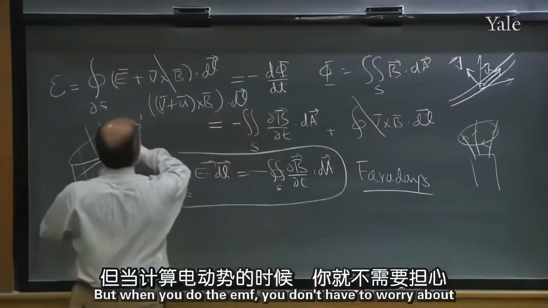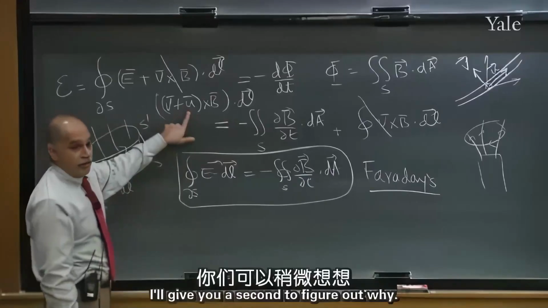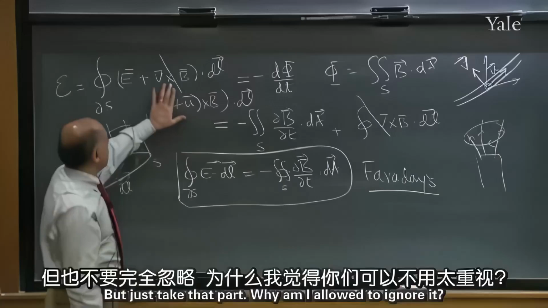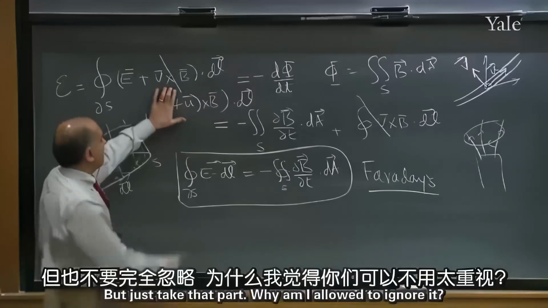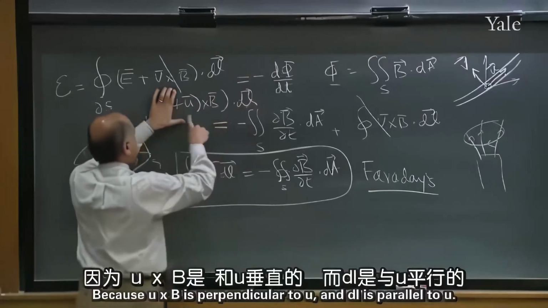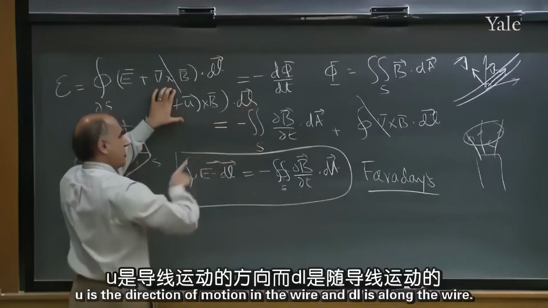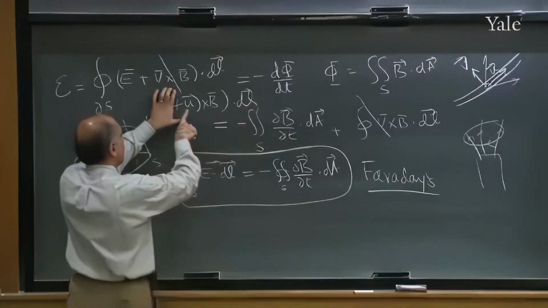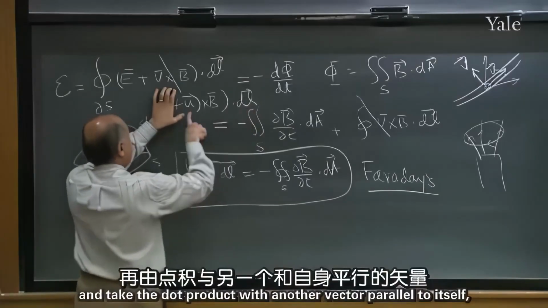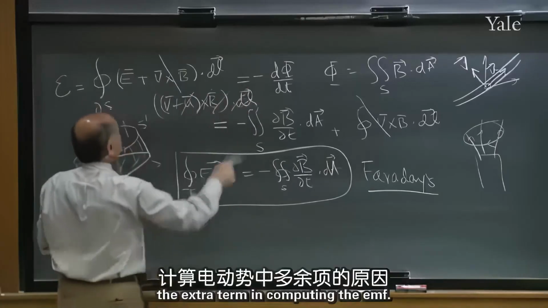But when you do the EMF, you don't have to worry about this part of the velocity along the wire. I'll give you a second to figure out why. Why am I allowed to ignore it? Because u cross B is perpendicular to u, and dl is parallel to u. u is the direction of motion in the wire, and dl is along the wire. So if you take a vector, cross it with something else, and take the dot product with another vector parallel to itself, you will get 0. That's why you don't worry about that extra term in computing the EMF.